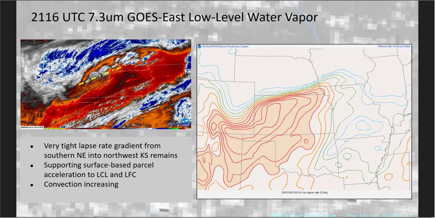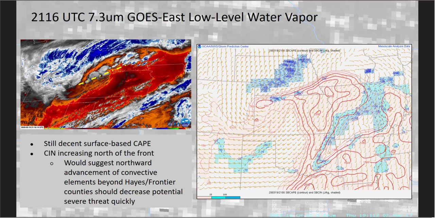And there again is that really tight lapse rate gradient supporting that surface-based parcel acceleration to the LFC, I should say. So that gradient extends pretty far to the northeast there in southeast Nebraska. So that's obviously where there's a lot of concern for more widespread severe weather. And then there's that low-level CAPE.